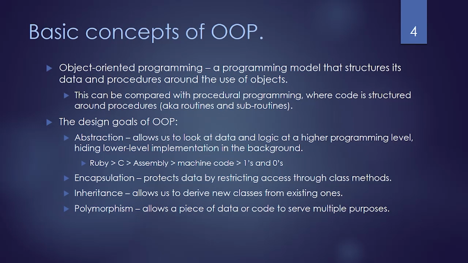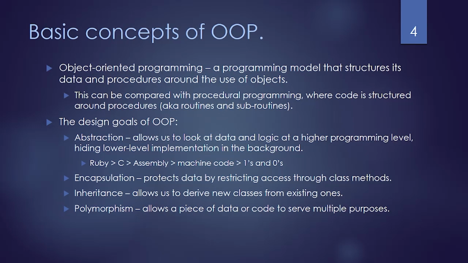The design goals of object-oriented programming are abstraction, encapsulation, inheritance, and polymorphism. Abstraction is what allows us to look at data and logic at a higher programming level, hiding lower-level implementation in the background. In other words, we can talk about dogs and trees and cars instead of memory heaps, data registers, and things like pointer arithmetic.